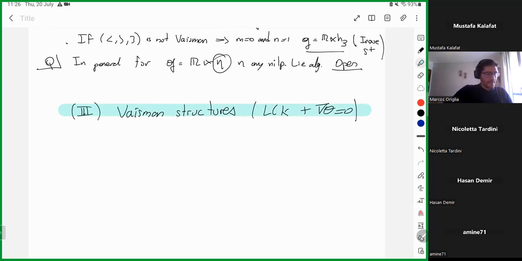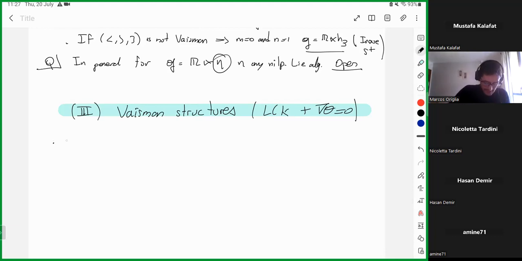Okay. So the idea here is just to use this extra condition in order to better describe the family of Lie algebras with this property, with Weismann. So let me start to mention some facts for these Lie algebras with the Weismann structure.